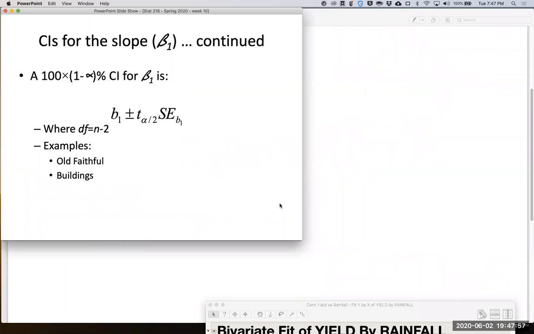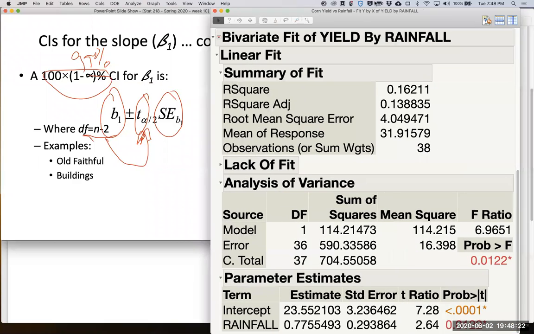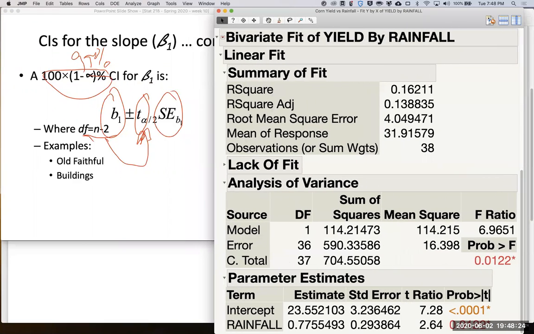A confidence interval for the slope, same as before. Estimate plus or minus 2 standard errors, okay? Where the value of t alpha is based on 95% confidence overall and n minus 2 degrees of freedom. Okay, so let's go ahead and try that with our corn yield and rainfall data.